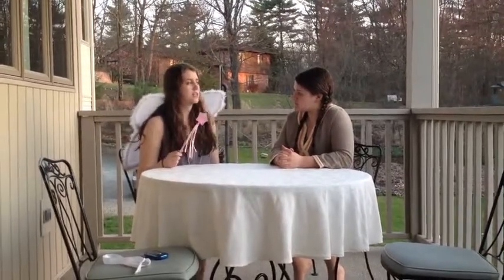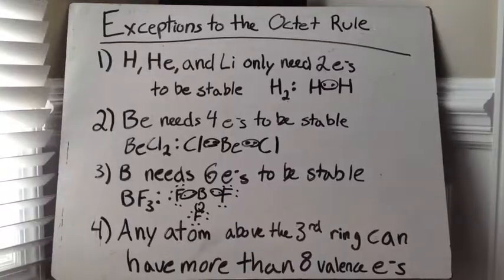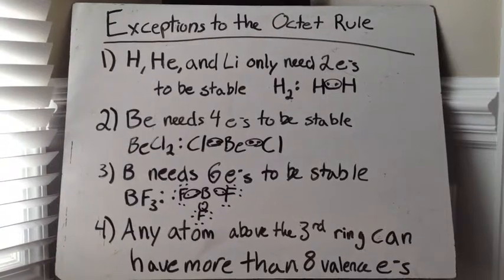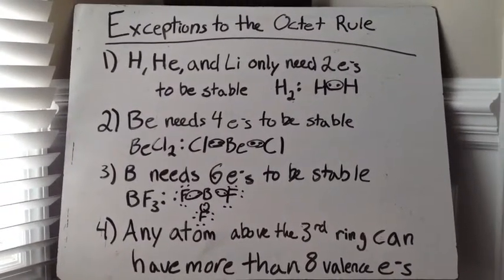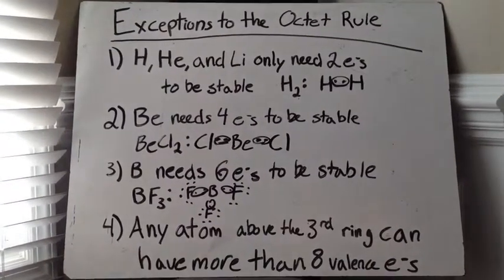So can I assume that there's always 8 electrons around any atom? Well, most of the time you can assume that there are going to be 8, as described by the octet rule. There are a few special exceptions you need to know about. The first is that hydrogen, helium, and lithium only need 2 electrons to be stable. So, for example, H2 shares 2 electrons and is a stable molecule.